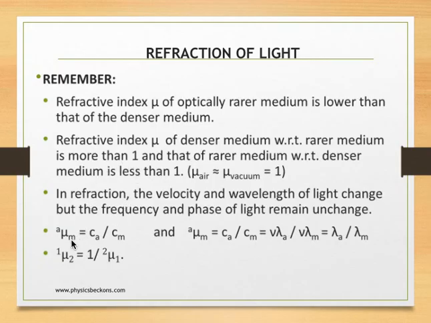So refractive index of medium m with respect to air is speed of light in air over speed of light in medium, or Ca by Cm, which can also be written as nu into lambda a over nu into lambda m, because nu, the frequency, remains same. So refractive index is also wavelength in air divided by wavelength in the medium. Accordingly, you will have refractive index of 2 with respect to 1 equal to reciprocal of refractive index of medium 1 with respect to 2.